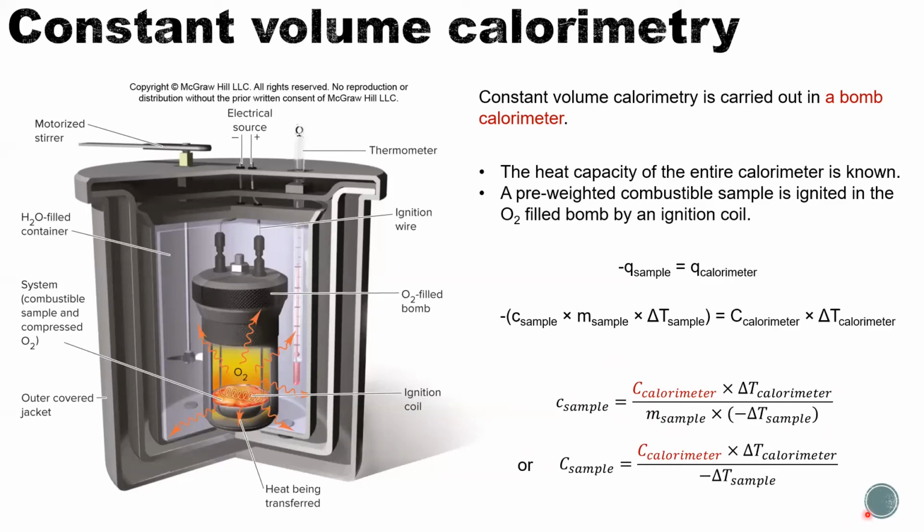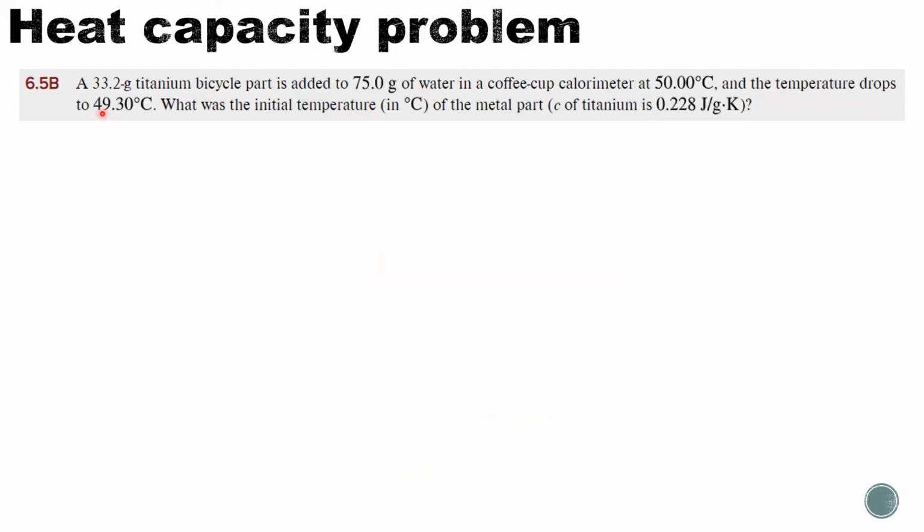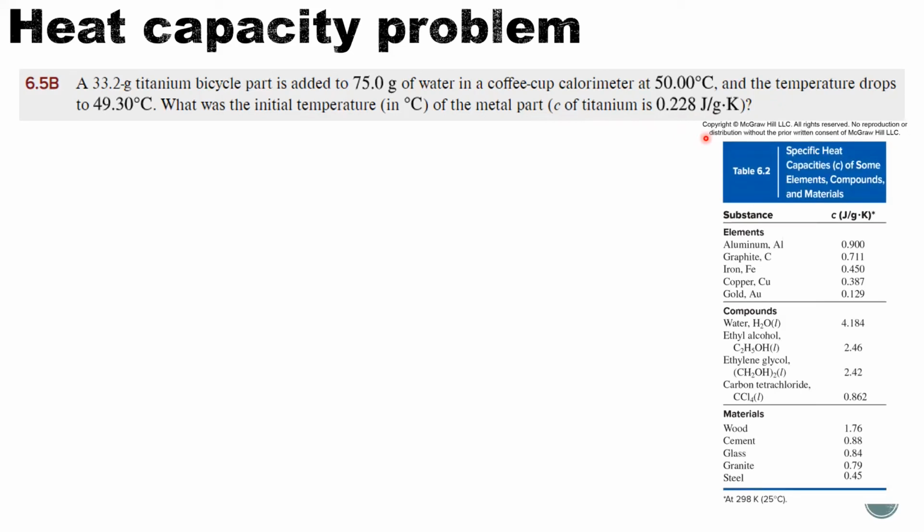Let's take a look at the heat capacity problem. A 33.2 gram titanium bicycle part is added to 75.0 grams of water in a coffee cup calorimeter at 50.00 degrees Celsius, and the temperature drops to 49.30 degrees Celsius. What was the initial temperature in degrees Celsius of the metal part? It gives you the specific heat capacity of titanium as 0.228 joule per gram per Kelvin, and you can find the specific heat capacity of water is 4.184 joule per gram per Kelvin.